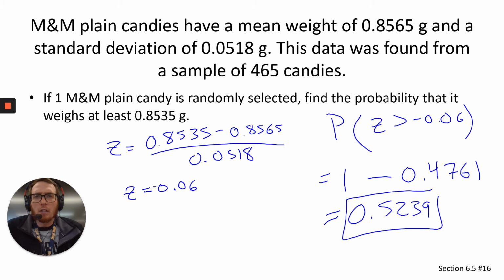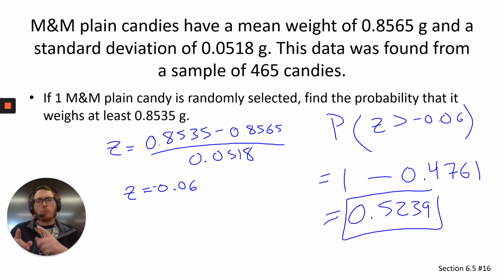The next two questions deal with a kind of similar idea. These are small, plain M&M candies. They're so small that they're going to have a little bit of wiggle room, but most of them should be about the same weight. Which, if you look at how little they weigh and the standard deviation, makes sense. This data was found from 465 different pieces of candy.